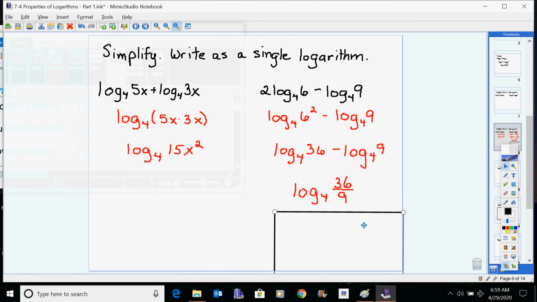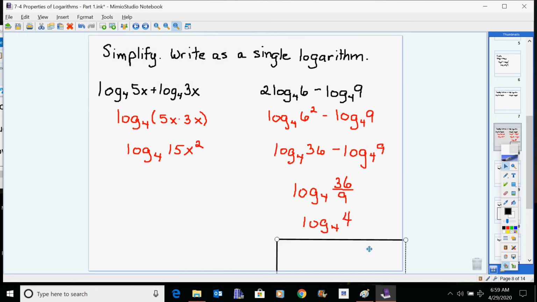Simplify this. 36 divided by 9 is 4. So log base 4 of 4. So this is really 4 to what power equals 4, which is a 1. 4 to the first power equals 4. So our answer, this is a really, really strange looking 1, but it is in fact just 1.